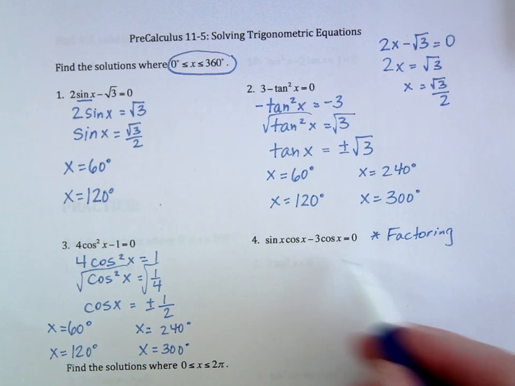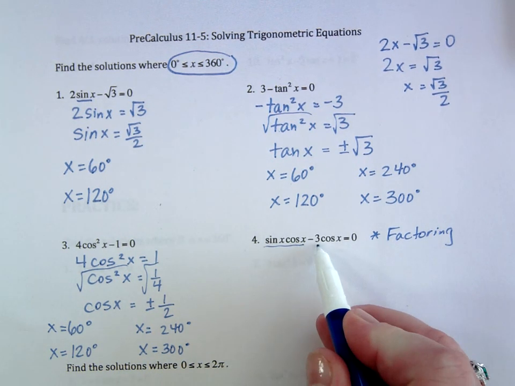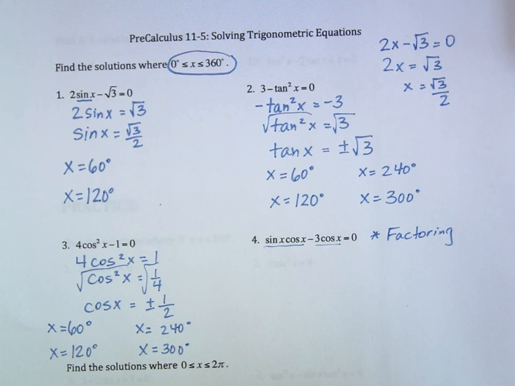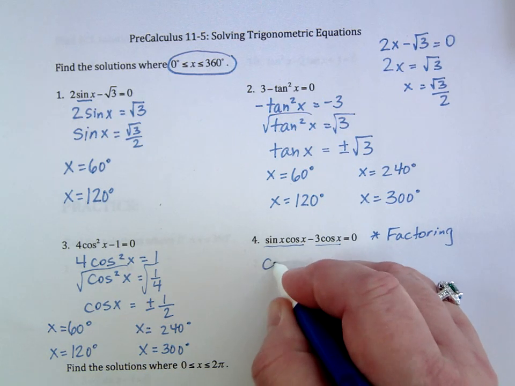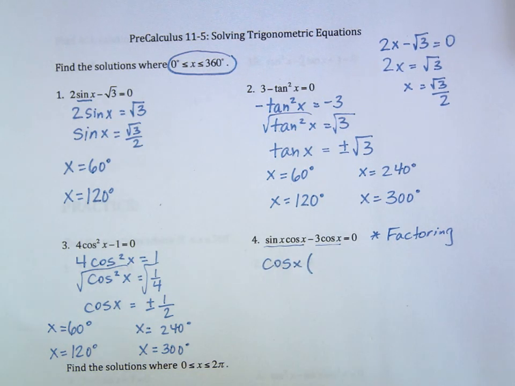Sometimes you're going to have to factor these things to be able to make it work. So this is one term, this is one term, and I need to see if they have anything in common. And I can see they both have a cosine. So what I'm going to do is factor out a cosine. And that brings me a set of parentheses. This is not like AC method factoring. That's going to come in a few minutes. But for now, this is just what do they have in common.